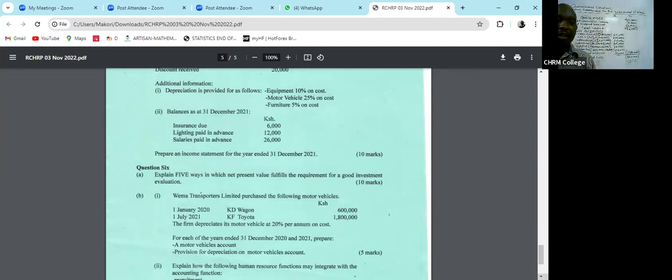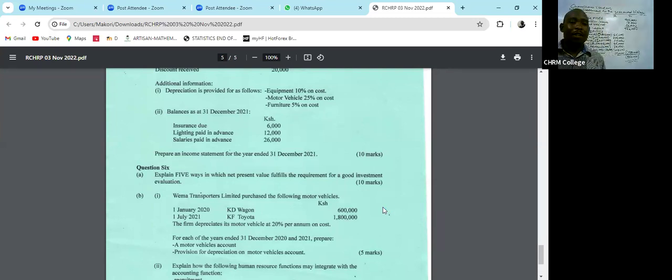Number 3 characteristic is that it has acceptance and rejection criteria. If NPV is positive, we accept it. If NPV is negative, we reject the project. So it has a very clear way of accepting or rejecting.